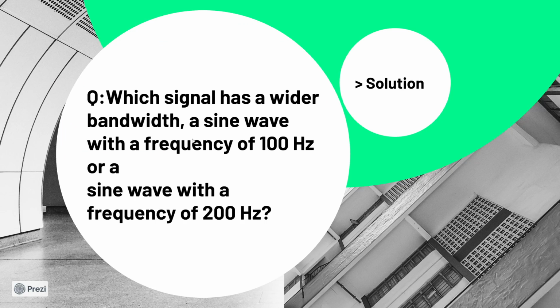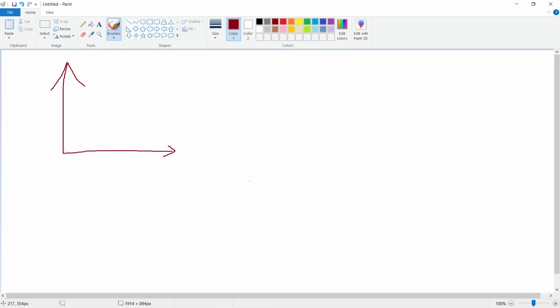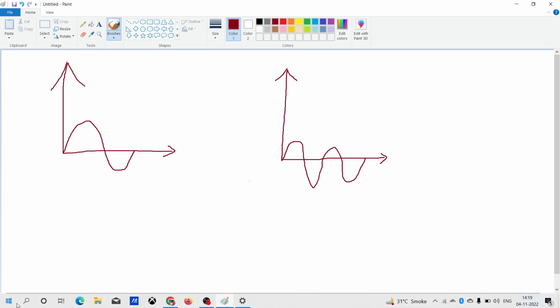We are not given any voltage, so we will just assume one. Let's say this is at 5 volt and 100 hertz. And then there is another sine wave of 200 hertz. So we are given both the sine waves separately. They are not modulated together.